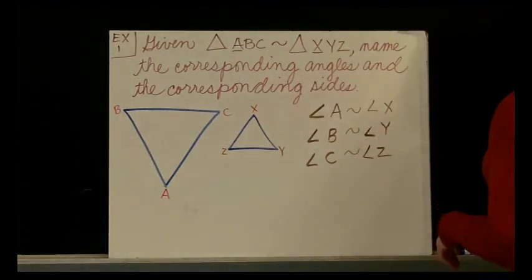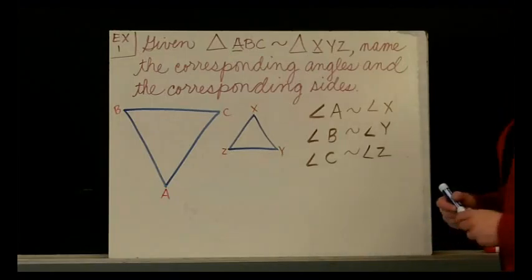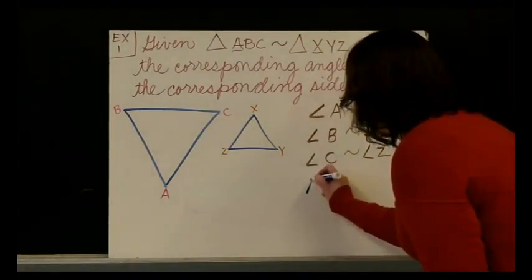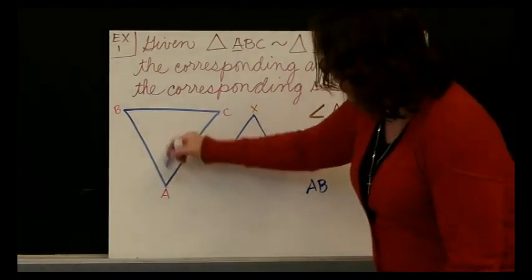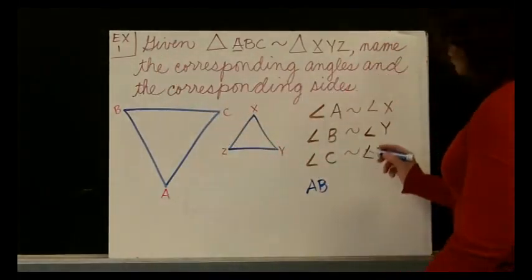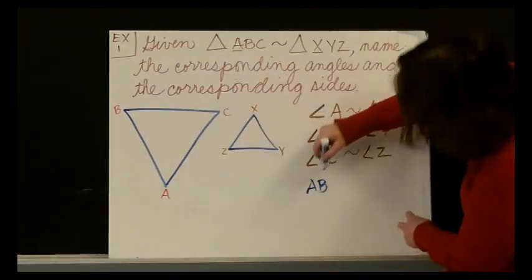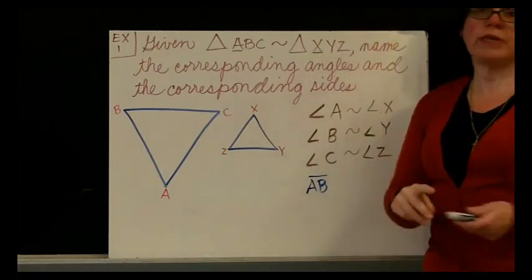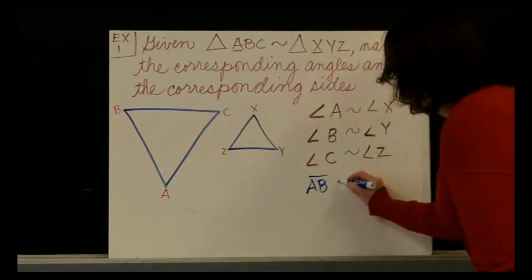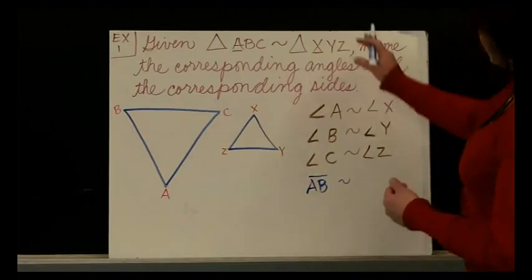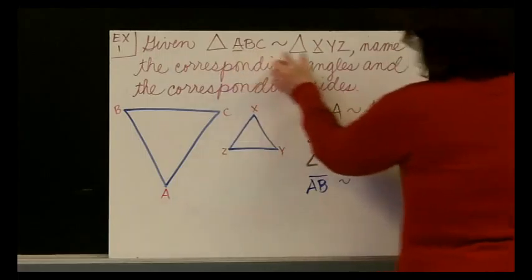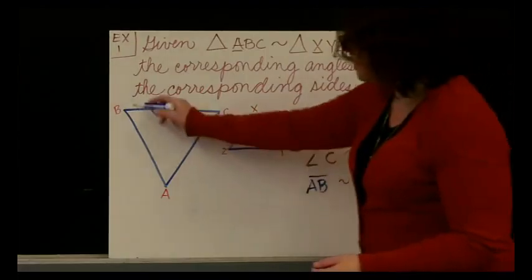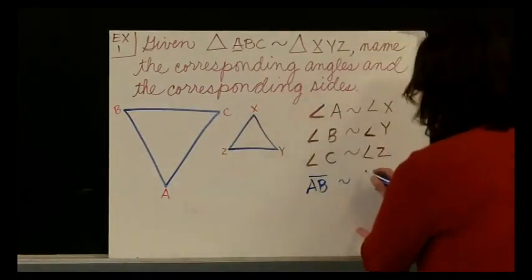Now that we've named our corresponding angles, it's time to name our corresponding sides. And the way that we indicate a side is to name the side, and I'm going to start with AB, because I like to go in order. So we name it by its 2 endpoints, and then we put a straight line across, similar to the bar that you use when you have a repeating decimal. And again, we are going to use this tilde sign to show that it's similar. And again, the position in the title gives us the corresponding piece to the second figure. So side AB is similar to side XY.